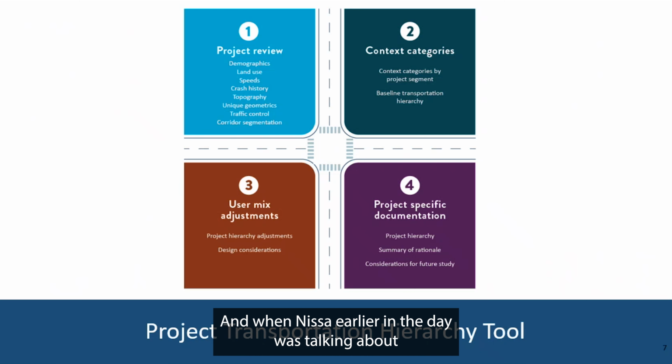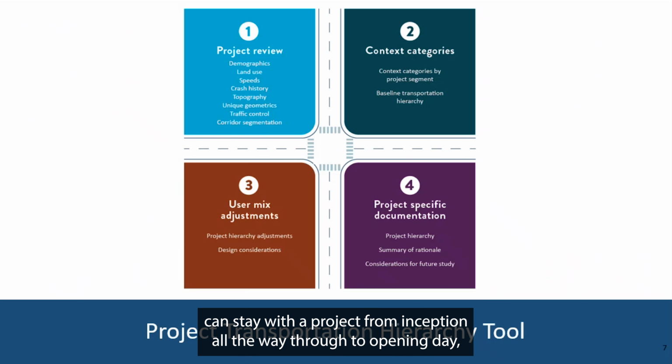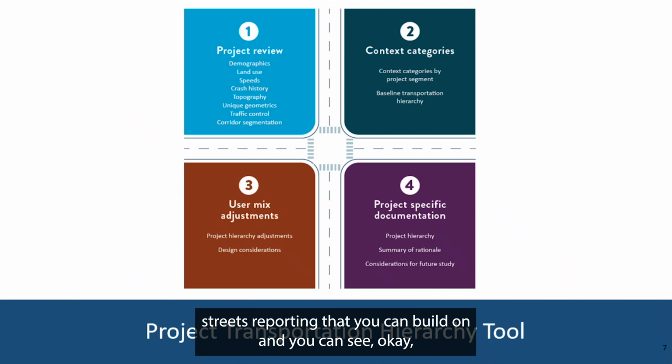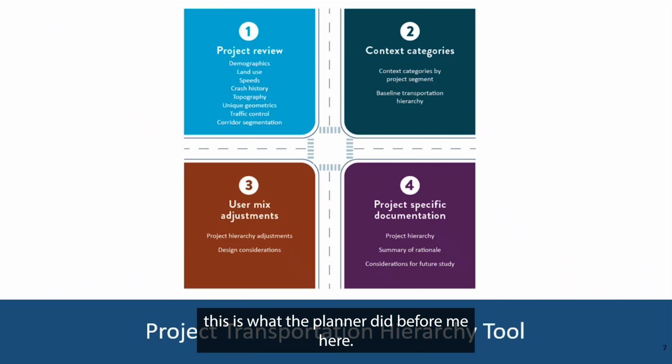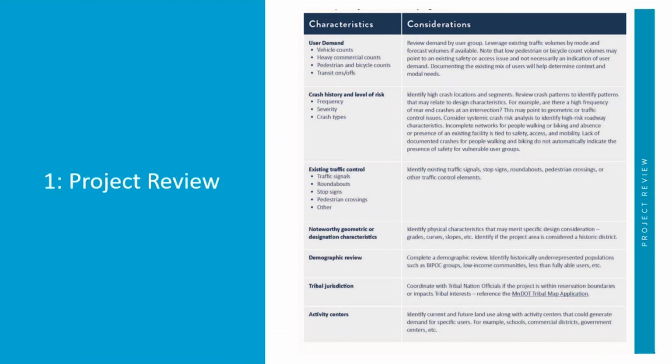And when Nissa earlier in the day was talking about expanding the Complete Streets reporting process to cover scoping and planning earlier, this documentation, the idea is that it can stay with a project from inception all the way through opening day, whereas it gets handed off from group to group. You've got this Complete Streets reporting that you can build on, and you can see, okay, this is what the planner did before me, or this is what they were thinking during scoping. And I'm going to talk more about that later, but the documentation is a big deal.